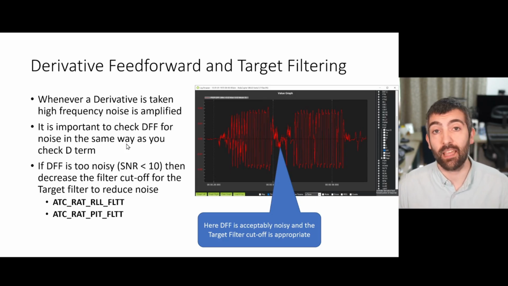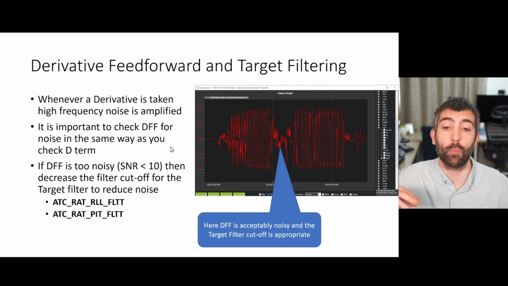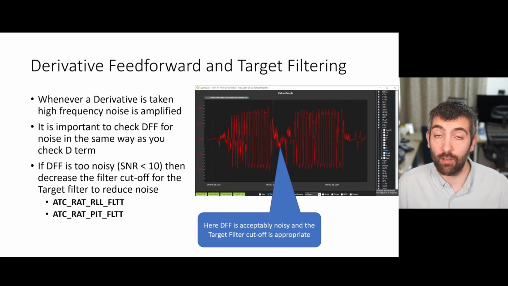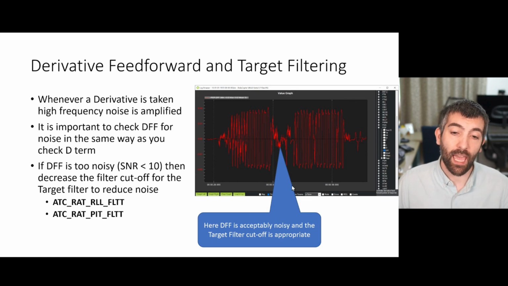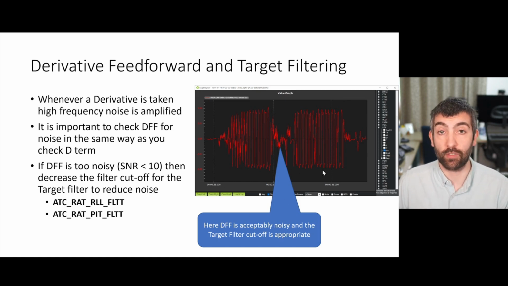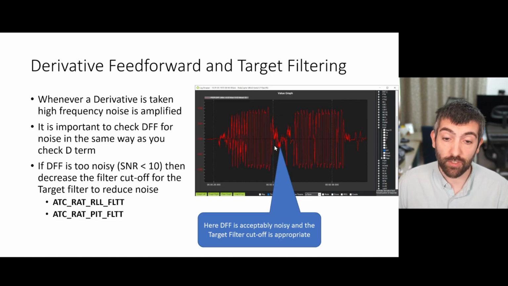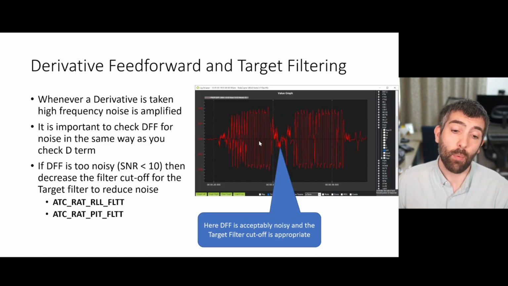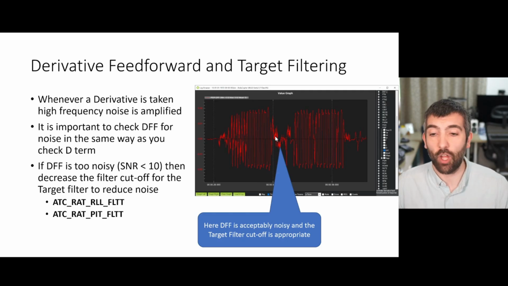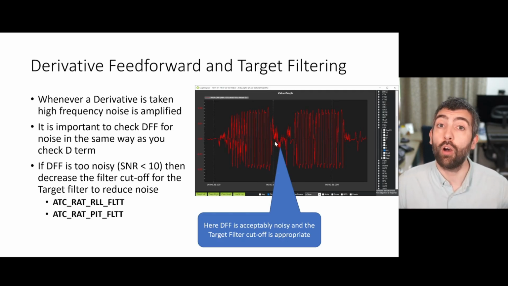to do exactly the same process that we did for derivative filtering earlier on with the target to make sure that the signal to noise ratio, that is the amount of high frequency noise on top of the derivative feed forward signal, is no more than about 10% of the size of the overall derivative feed forward signal. So here we have an acceptably noisy derivative feed forward trace. You can see that we do have some amplification of high frequency noise, but that in general the high frequency noise is only about 10% or so of the amplitude of the derivative feed forward signal.